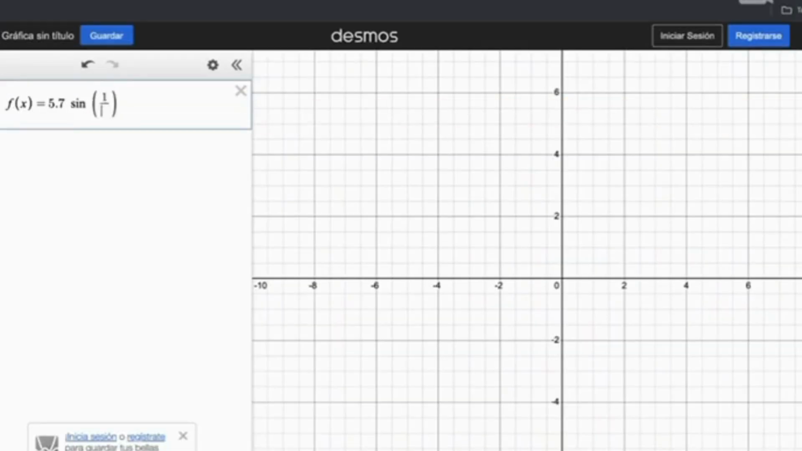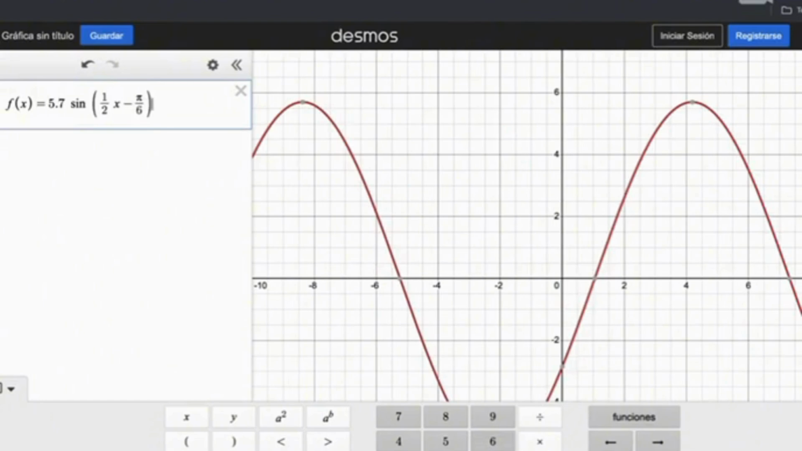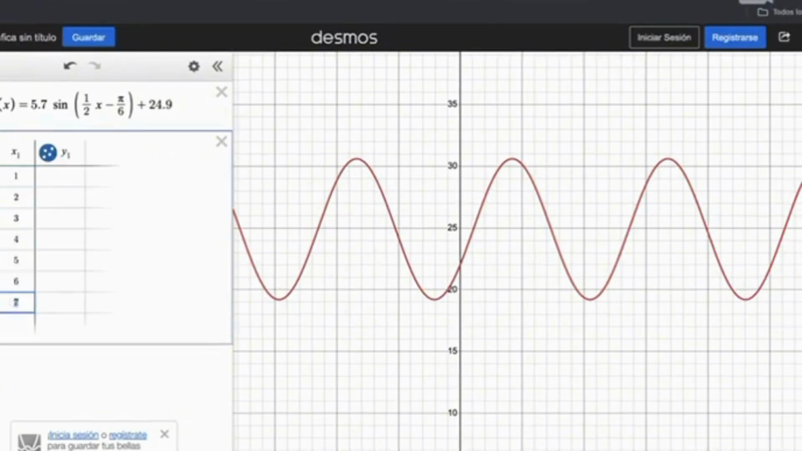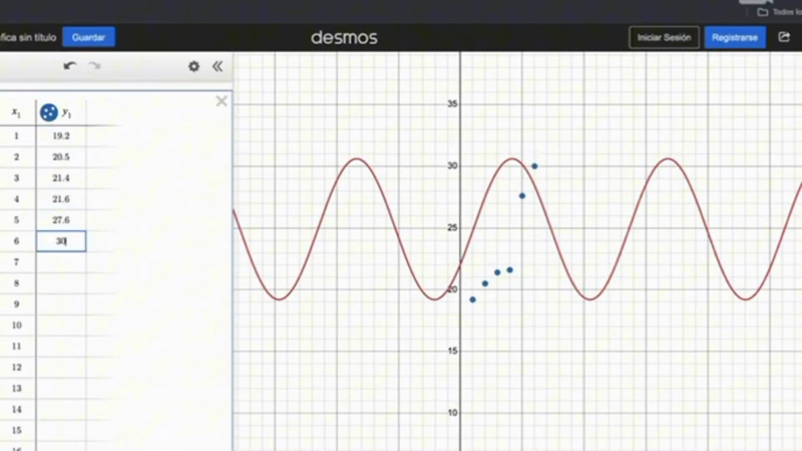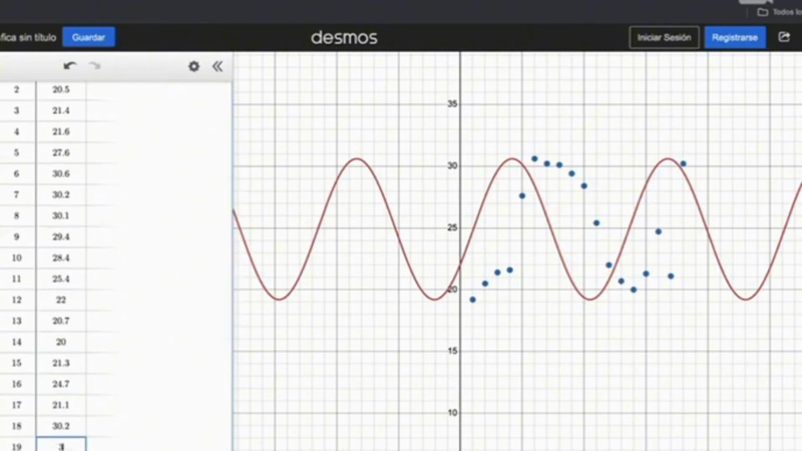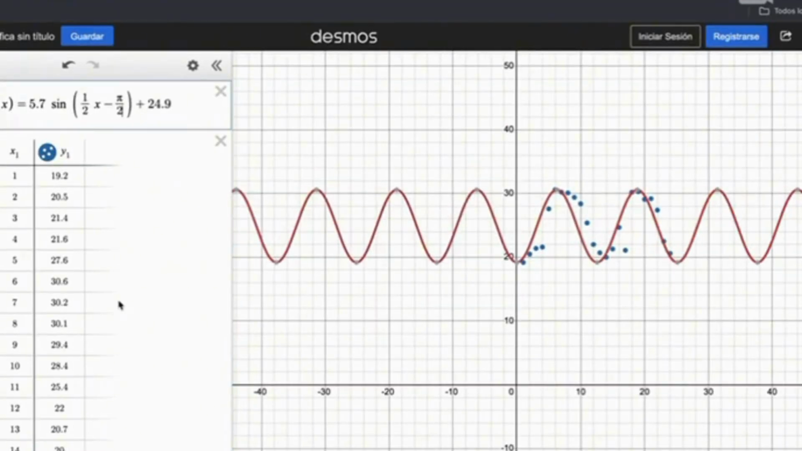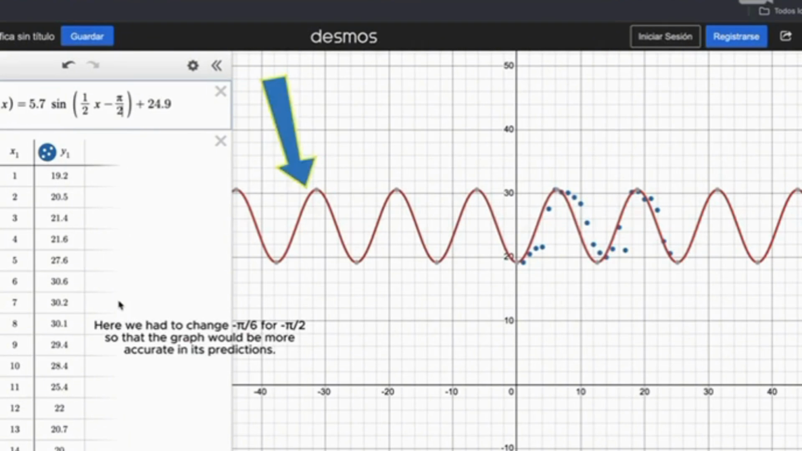Then we put our function in Desmos. And this is how we get graph number 2. Now we put directly the values from Conagua in a graph in Desmos to get our graph number 3. For the predictions, we used graph number 2, the red one, because the blue points are our base. It helped us to make a comparison between the real values and our predictions.